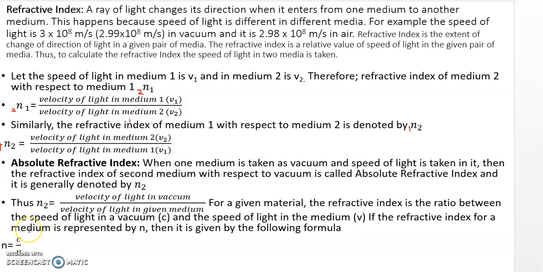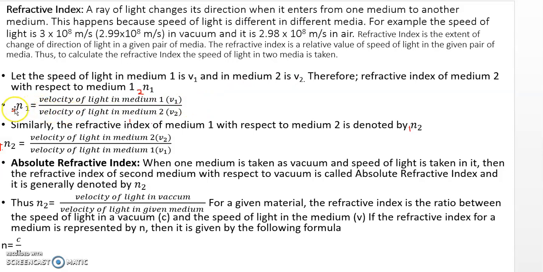First, the speed of the light in vacuum, and then the speed of the light in the medium. Now the points are there. If the speed of the light in medium 1 is v1 and in medium 2 is v2, how do you represent the refractive index in terms of the velocity?